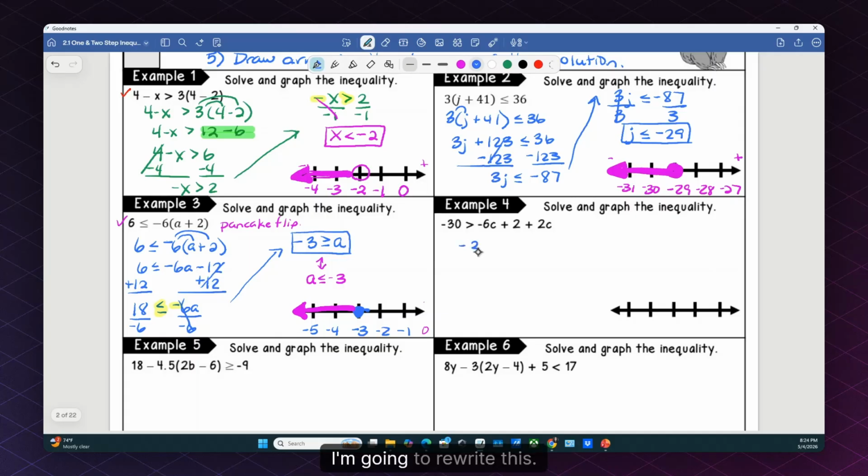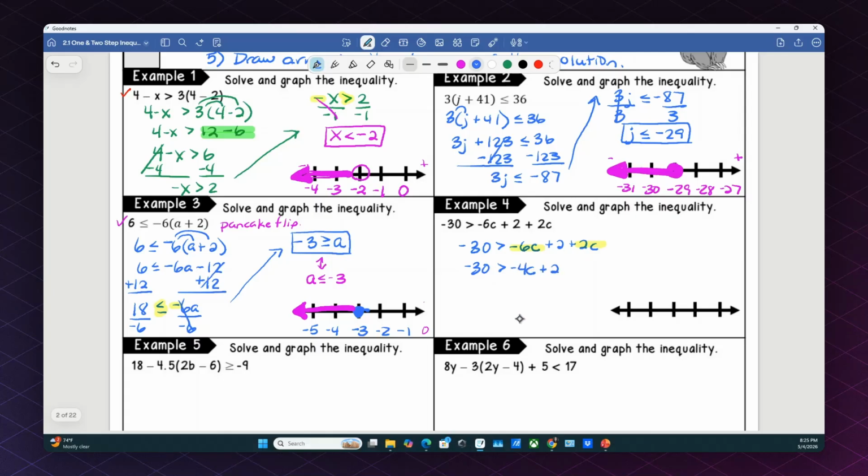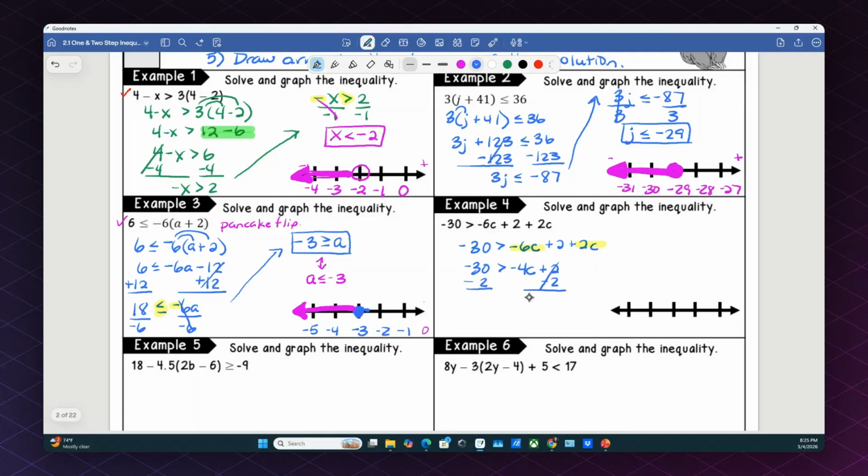Okay, so I'm going to rewrite this so I can visually inspect this problem. And I'm going to look for my like terms. And when I look at this one, I can see negative 6c and 2c. Those are like terms, so I can group those. So I'm going to rewrite my negative 30 because it's over there by itself. Negative 6c plus 2c is going to give me negative 4c plus 2. I'm going to get the number without a variable and move it to the right. So I'm going to subtract 2 from both sides. Negative 30 minus 2 is negative 32.